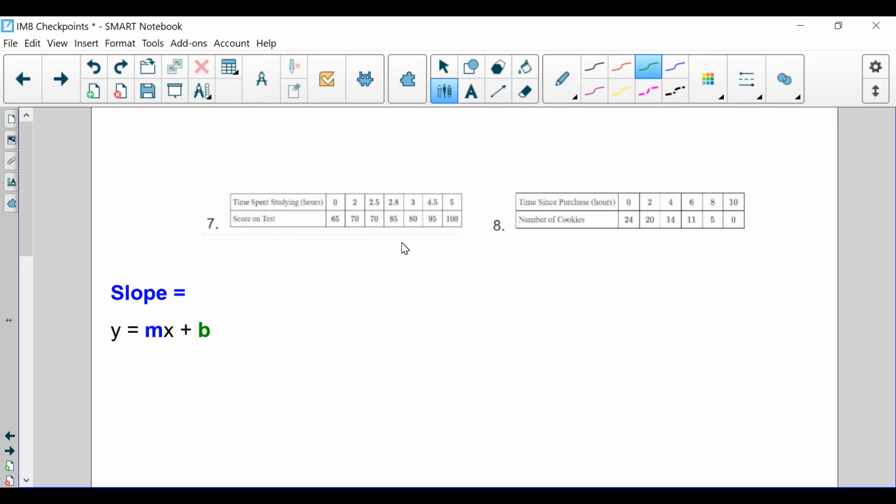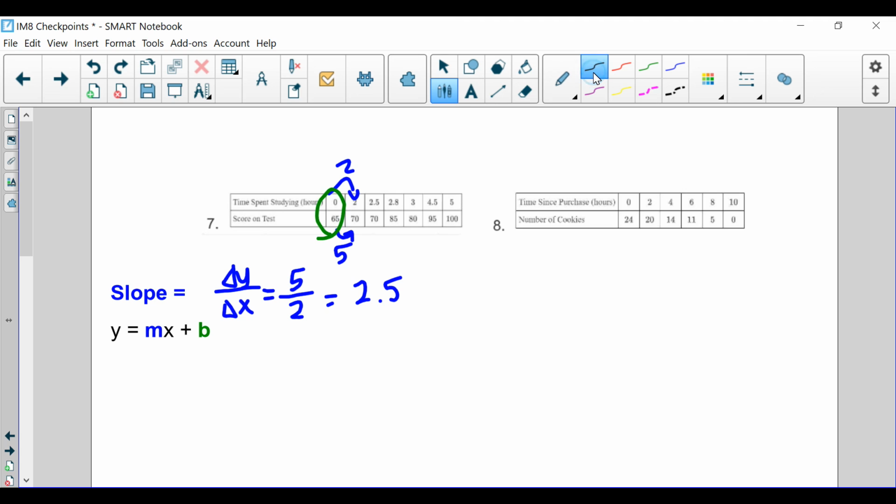Alright, and then last one here, we're comparing time spent studying and scores on a test. So again, we're going to look at the slope. The slope is the change in y over the change in x. So we look here, we go change in y is going to be 5, change in x is going to be 2 here. So that's going to be about 2.5. And then we also notice our y-intercept is here, which is right there.